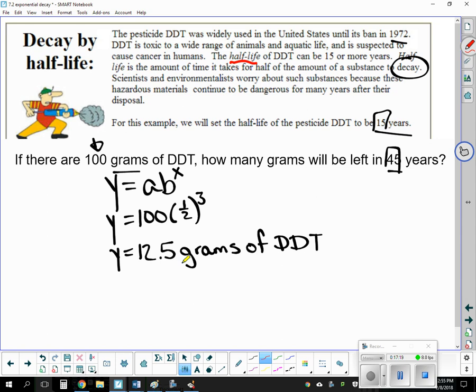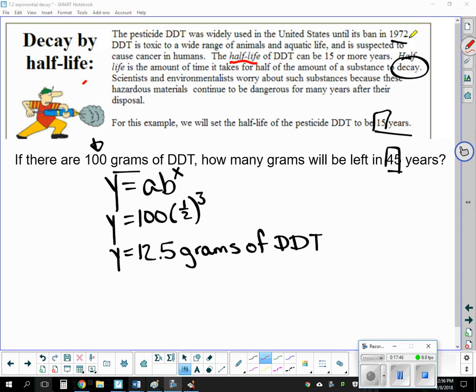And they didn't use grams. They used thousands and millions of tons of this stuff and poured it on crops and things to keep the pests away. The problem with it is there's still lots of it left, and it causes cancer, and it's toxic to animals. So that's obviously why they banned it, but you can see the issue with it. Okay?